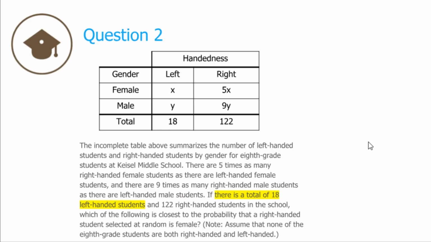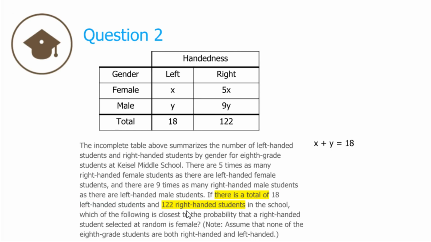If there is a total of 18 left-handed students. Okay, cool, so they already gave us that information, but what can we do with it? Well, if we look down this column, if there are x left-handed female students and y left-handed male students, and there's 18 left-handed students in total, we can build an equation. x plus y equals 18. All right. That's useful. Hopefully we'll be able to use it later.